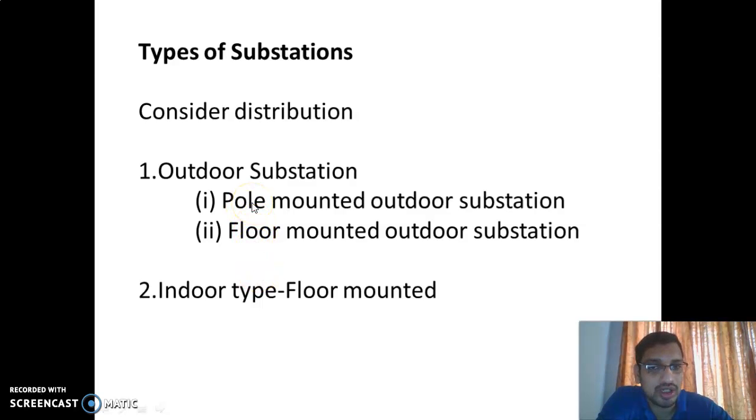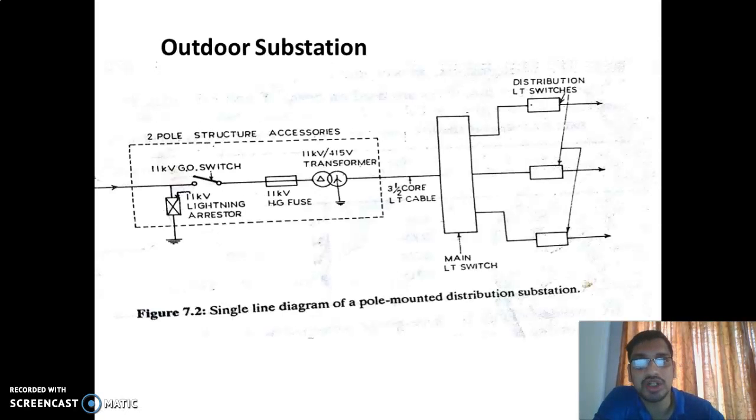Pole mounted means the transformer is placed on a pole. Floor mounted means the transformer is placed on the floor. That is the difference between pole mounted and floor mounted substations, and the layout of the two is the same. So in this video we discuss the outdoor substation.